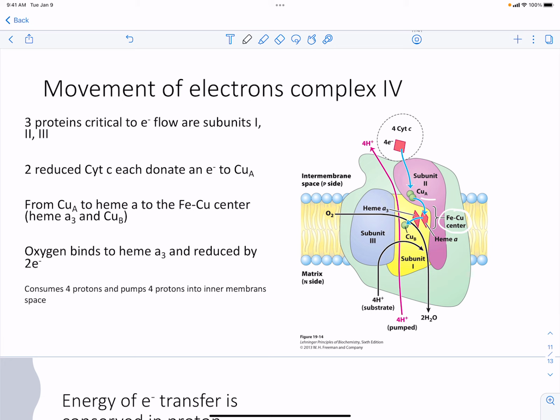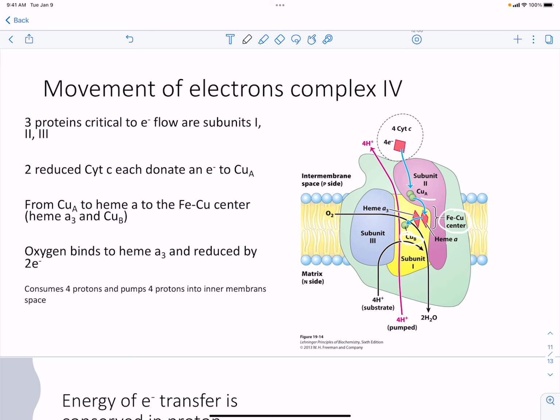We're also going to have 2 hemes. We have heme A and heme A3, and we also have another copper, which is copper B, shown here. And so all of these are going to be important for moving the electrons around and making sure it gets to oxygen appropriately. Now the flow of electrons is going to be through different subunits. We have subunit 1, 2, and 3.